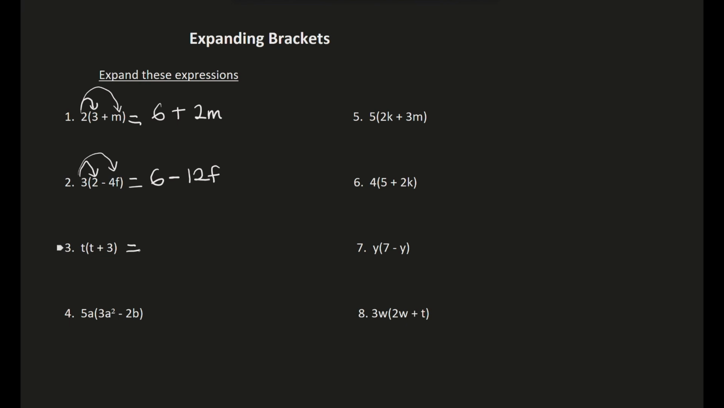To do question 3, we have t times t, which gives us t squared, and then t times 3, which gives us plus 3t.